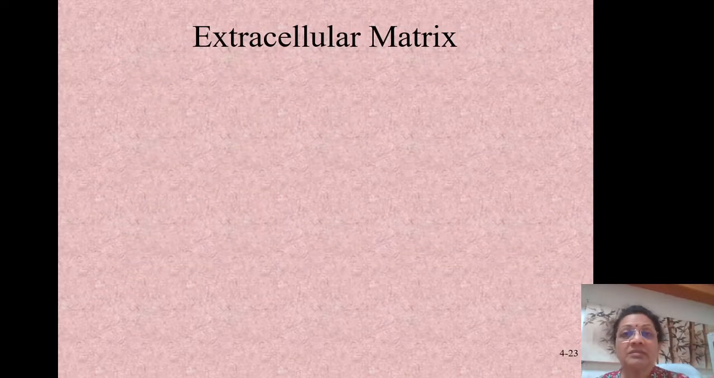Extracellular matrix is whatever is created by these cells and which is now available in between these cells. Now you must remember this is a dead, non-living material. It just will be produced. Once it's produced, it will just sit there. It doesn't have any volition, any possibility of doing anything by itself.